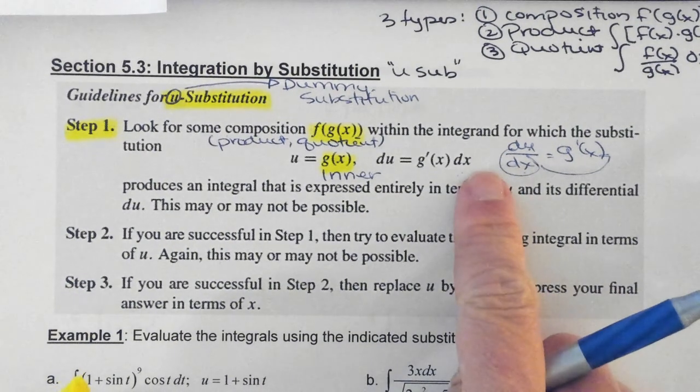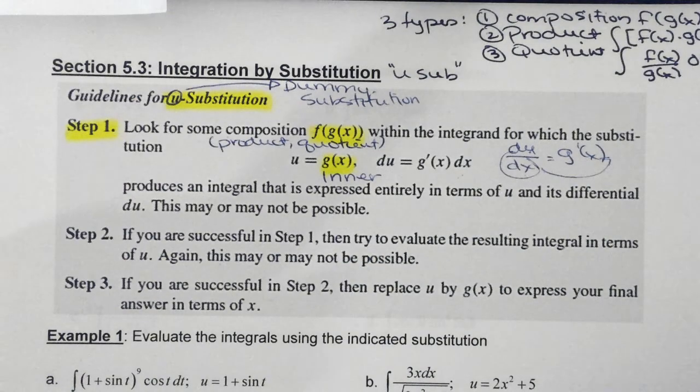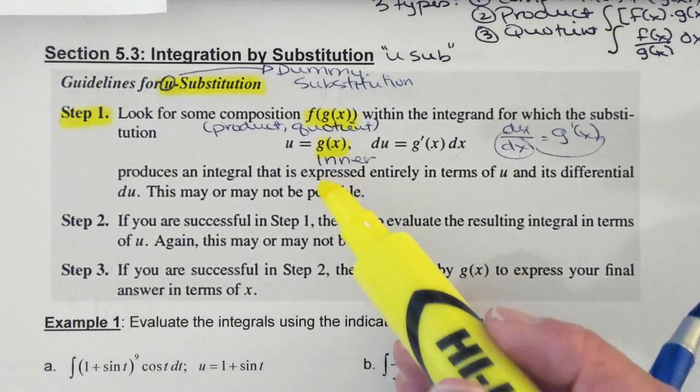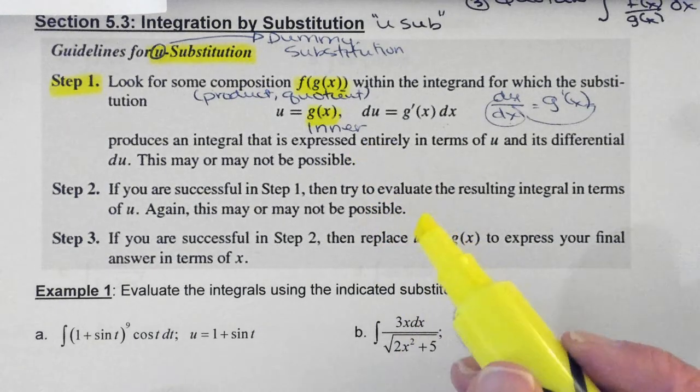Just like we did when we were solving for the equation to get it into the y equals form, it was dy dx is equal to, and we would take the integral, and the dx would move to the other side. So what's going to happen is once we make that substitution, it would produce an integral that is expressed entirely in the form of u.